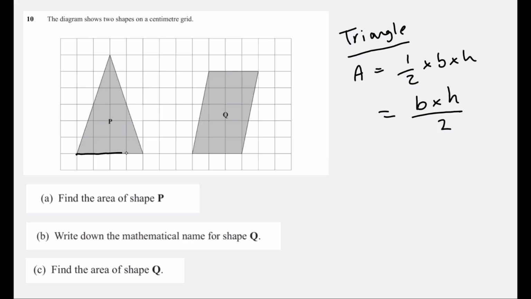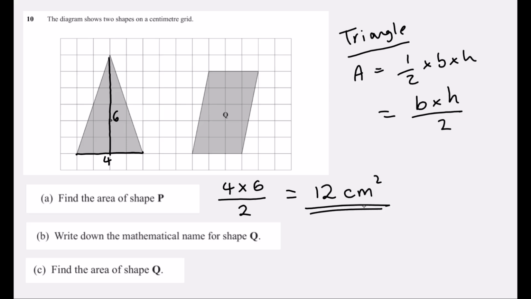So the base is 4 centimeters. The height, 1, 2, 3, 4, 5, 6 centimeters. So the area is 4 times 6 divided by 2, or half of 4 times 6. That's going to be 12 centimeters squared. You could have done that by counting the squares, but it's good to know the formula in case we don't have a centimeter grid. Write down the mathematical name for shape Q.